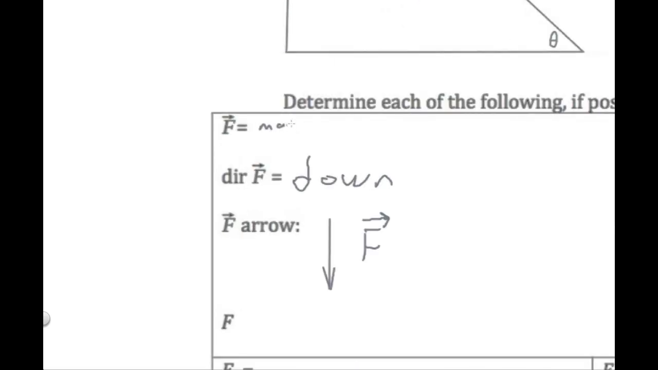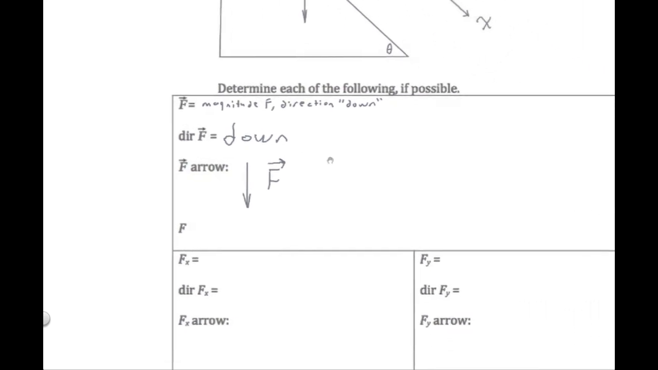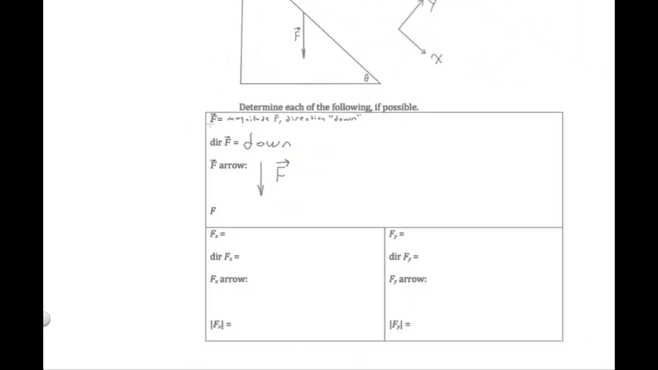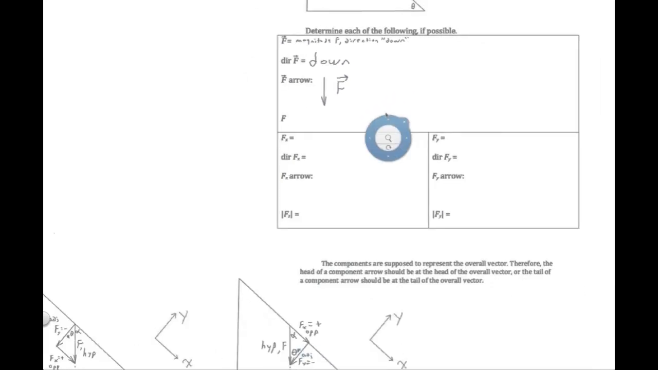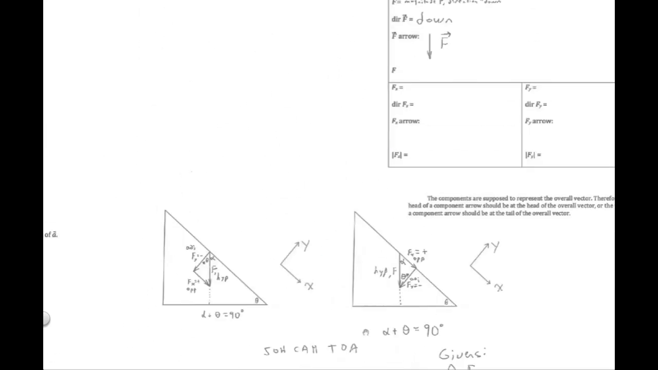So we can say that this has magnitude f and direction down. When we write the f with an arrow, it means that we're describing all aspects of the vector, magnitude and direction. This is all stuff that we knew from the original picture, and now we're ready to fill in our components. So we determined here that f sub x was positive f sine theta.